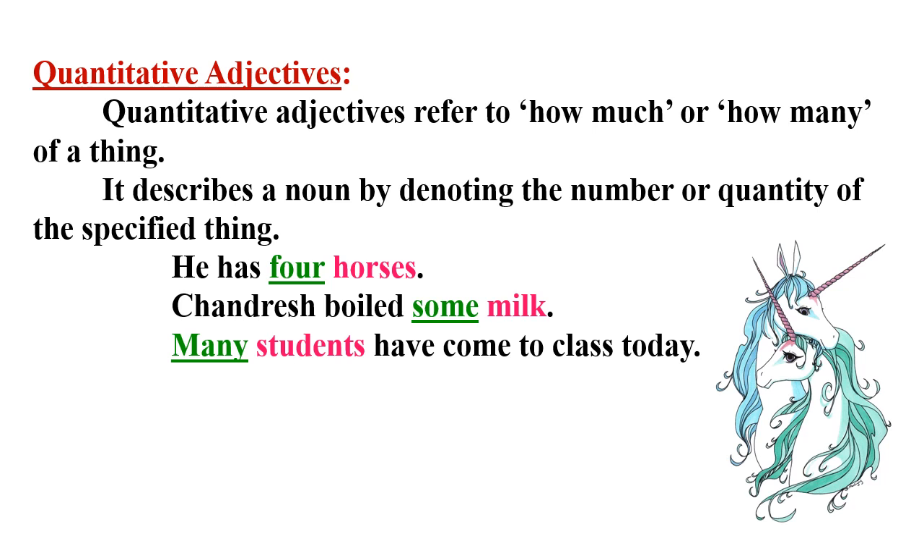Chandresh boiled some milk. How much milk? Some milk. How many students have come to class today? Many students have come to class today. So in this sentence, many is the quantitative adjective. Quantitative adjectives help us understand the quantity. That means how much or how many of a noun.